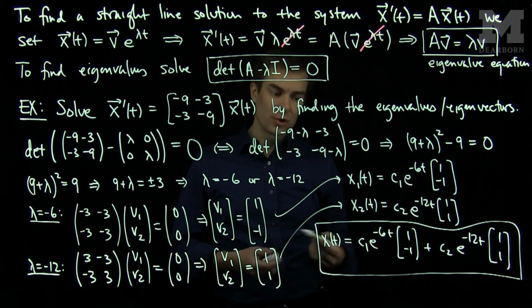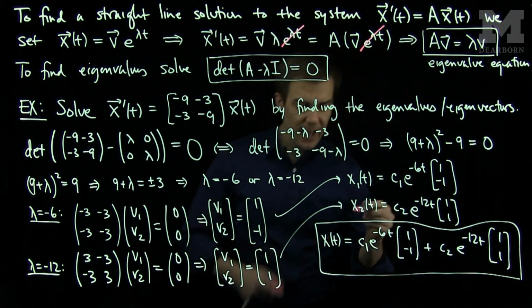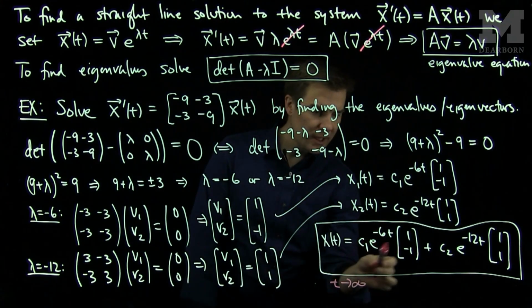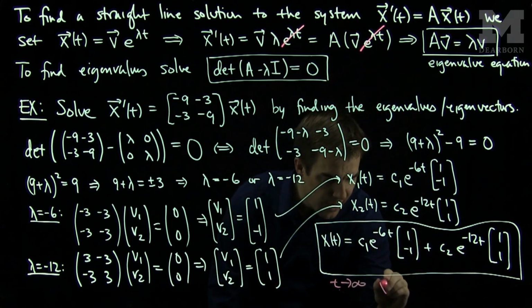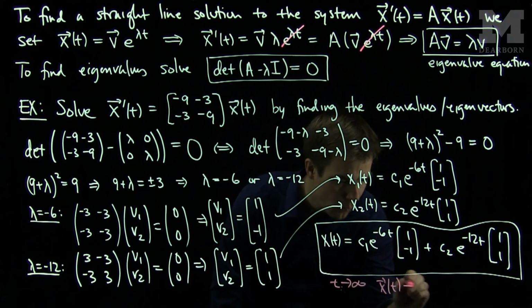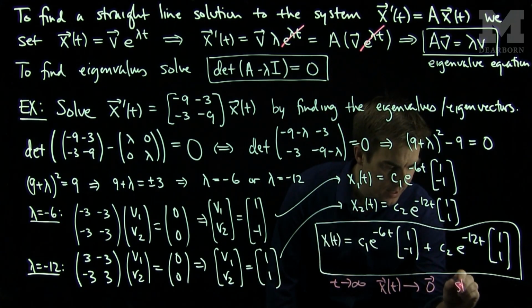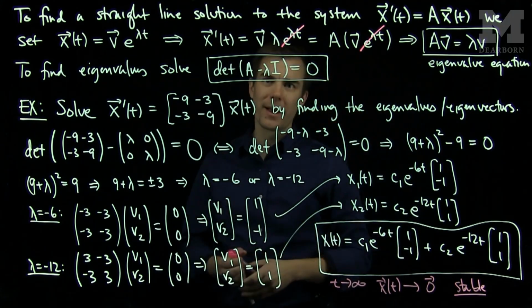Once I have two solutions to a second order equation, I can take a linear combination of those to find a general solution. One thing we should also note from this problem is that as t approaches infinity, both e to the negative 6t and e to the negative 12t tend to 0, so x of t will approach the 0 vector, which tells me that this is a stable equilibrium at the origin. Thank you very much.